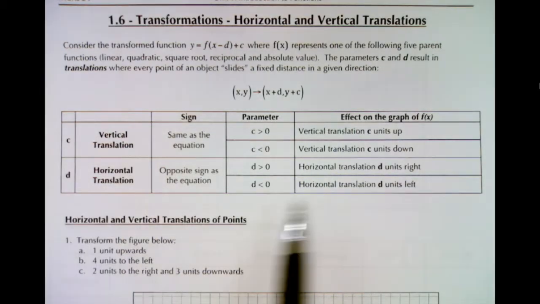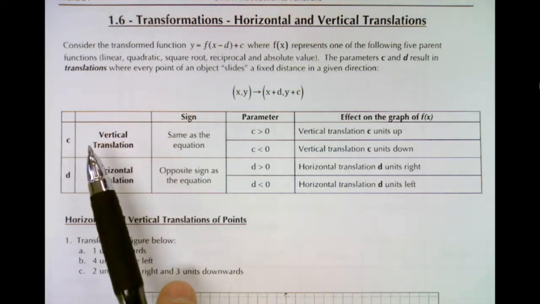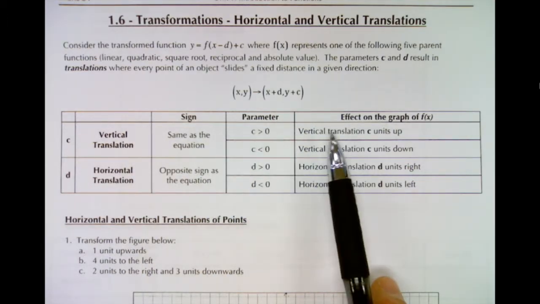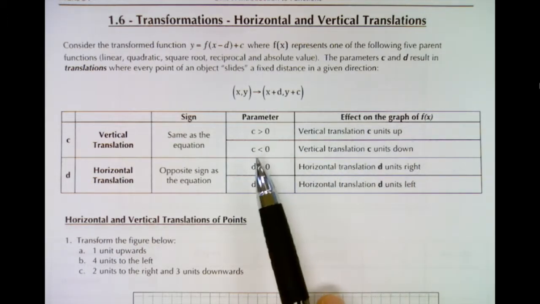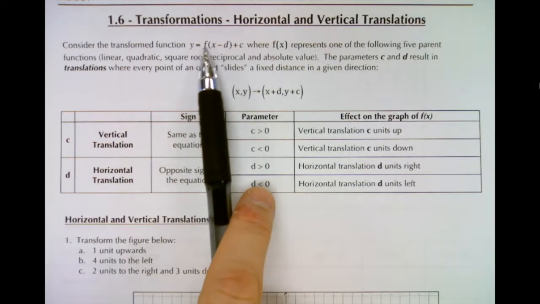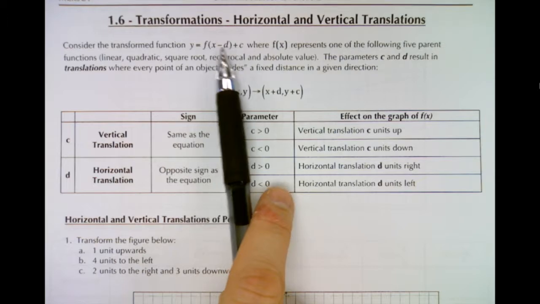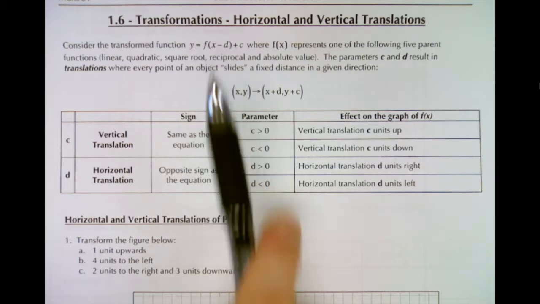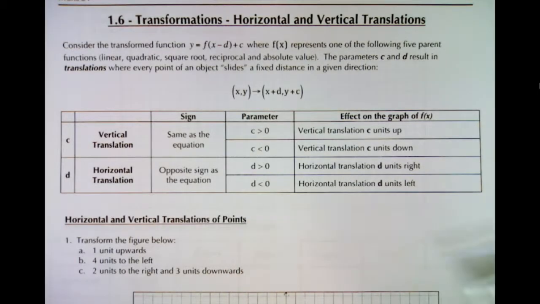This chart should summarize the shifts. C acts exactly the way it looks like in the equation. If c is greater than 0, the translation is up, however many units c is. If it's negative, it's down, however many units c is. Horizontal is the one that's a little tricky. Since the transformed function is x minus d, the appearance of what d is actually the opposite because of that negative sign. If d was a positive number, the bracket would say x minus the positive number. And if d is a positive number, the shift is to the right. But in the equation, it would look negative. So we have to be very careful with our d. And we'll look at that in more detail.